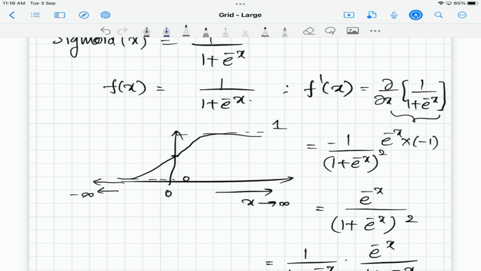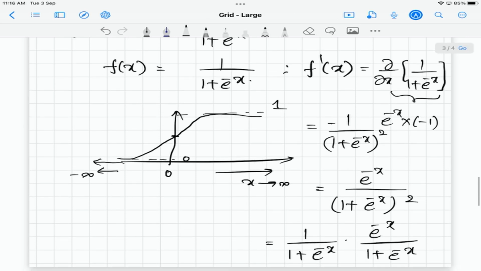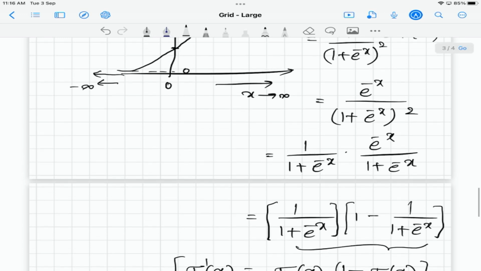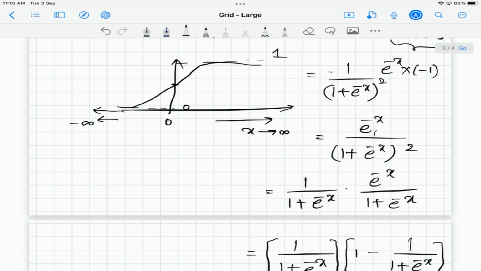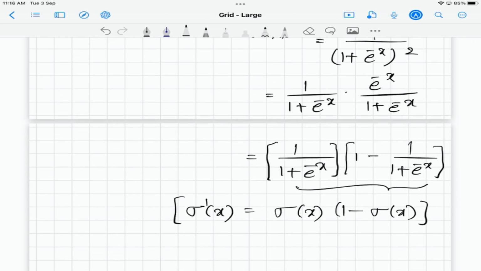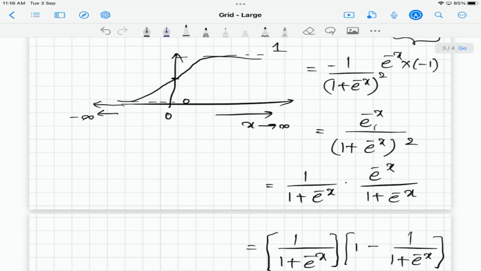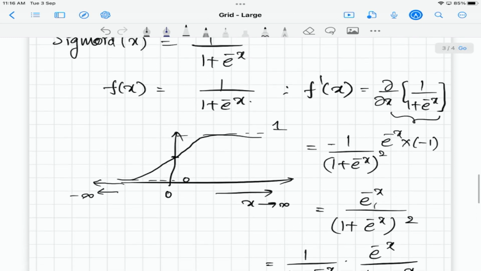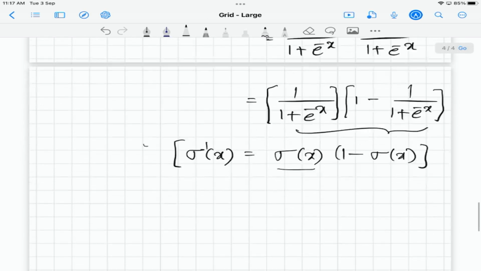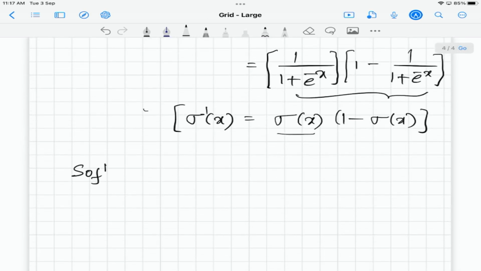If you apply the derivation and expand, you will end up getting this term: e power minus x by 1 plus e power minus x whole square. You can write this as two terms, and the second term you can write as 1 minus 1 by 1 plus e power minus x. So this is nothing but sigmoid of x times 1 minus sigmoid of x. This is the derivative for your sigmoid. The sigmoid function is a continuous differentiable function. The derivative is clear, no? Fine. So let us define what is softmax.